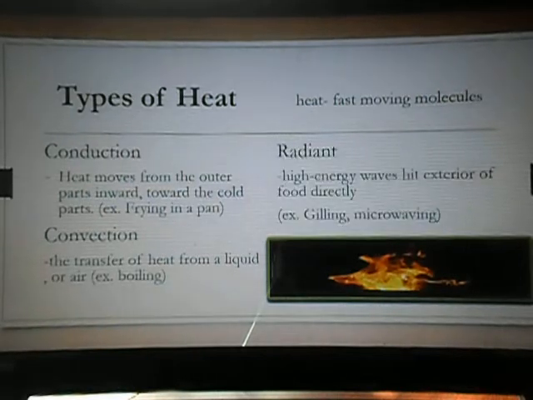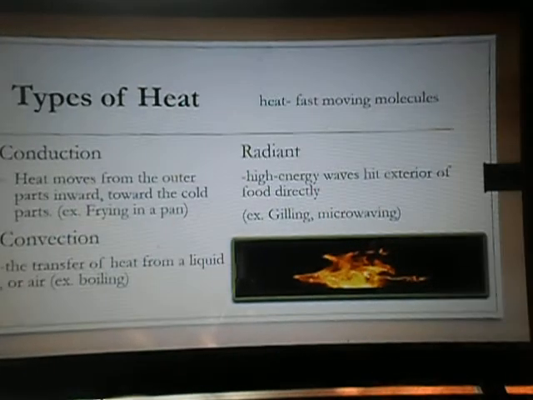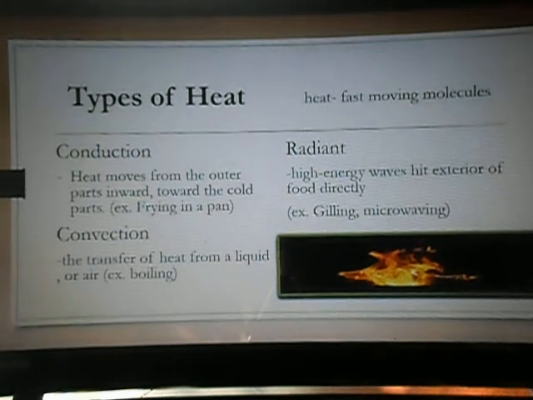And the last one is radiant heat, which is high energy waves hitting the exterior of food directly, which is similar to grilling or even microwaving your food. So that would be radiant heat. Make sure you remember these because I'm going to ask you to give me examples of these on the test, and you're going to have to know the definitions.